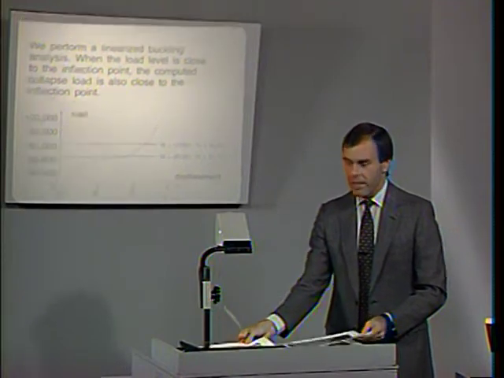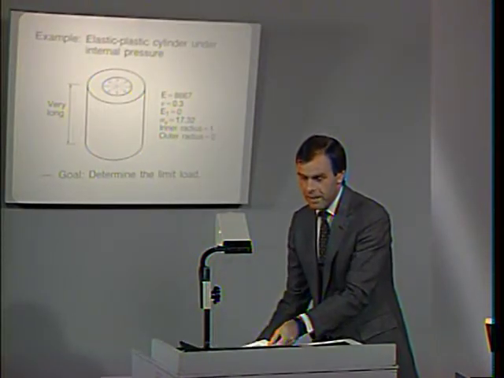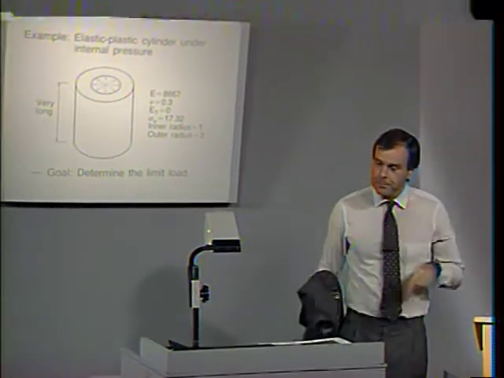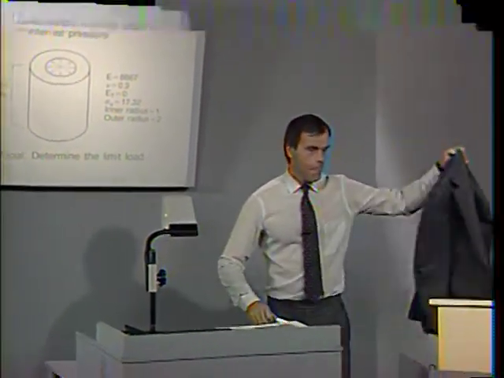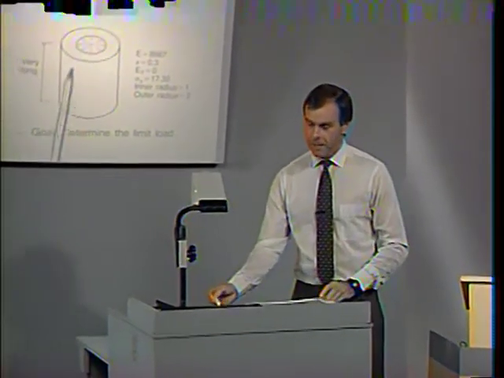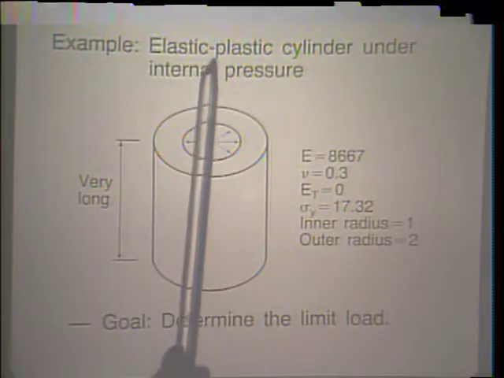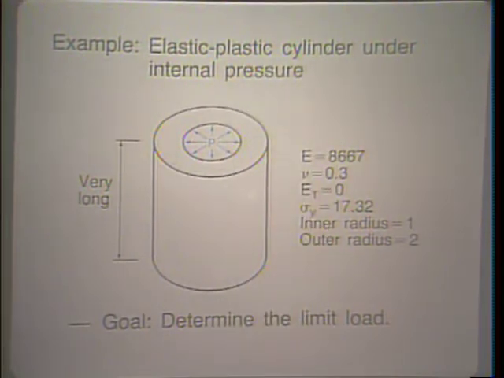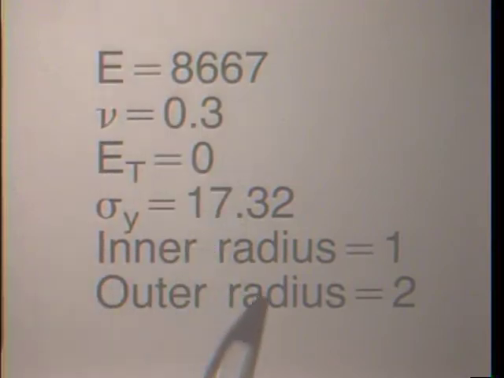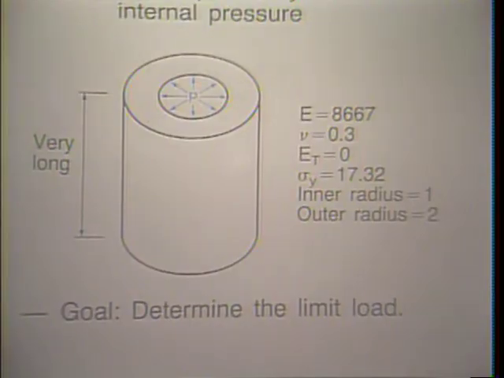Let's now look at another example, the second example. In this example, we want to consider the analysis of a cylinder that can undergo elastoplastic conditions. The material data of the cylinder are given here. The geometric data of the cylinder are given here. Our goal is to determine the limit load of the cylinder.